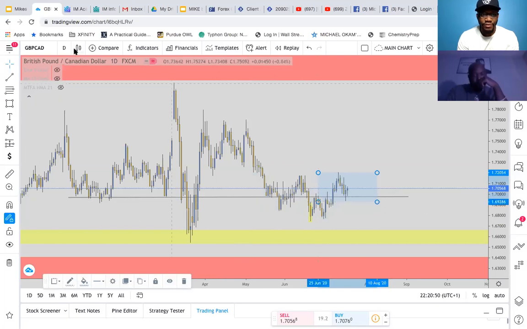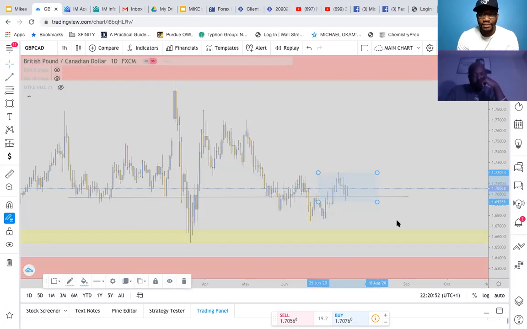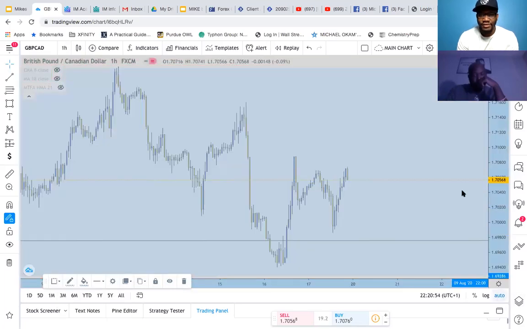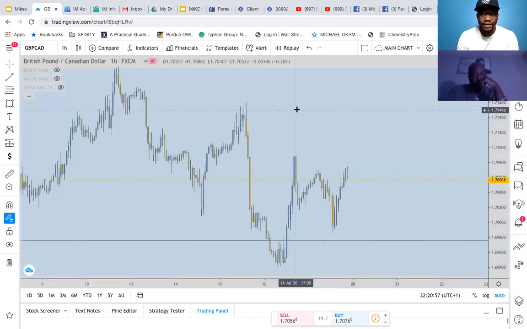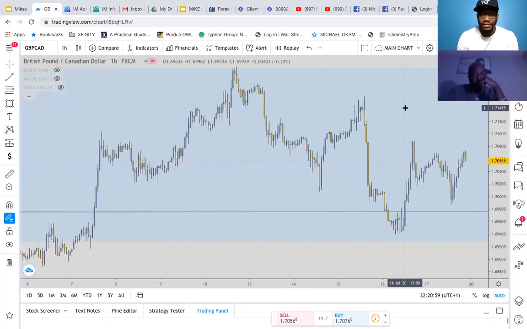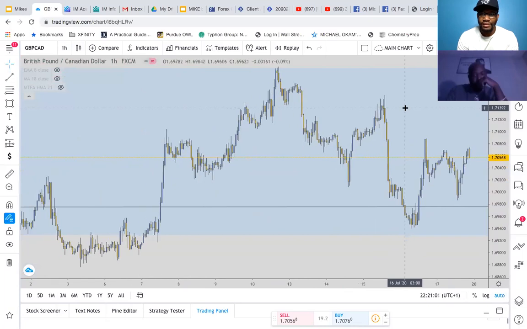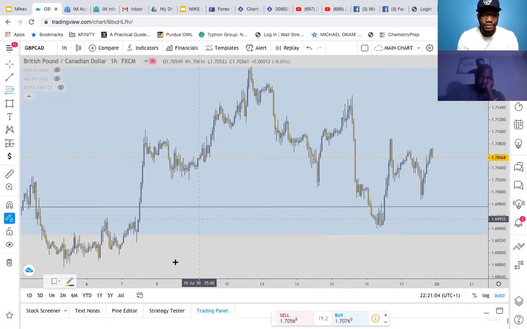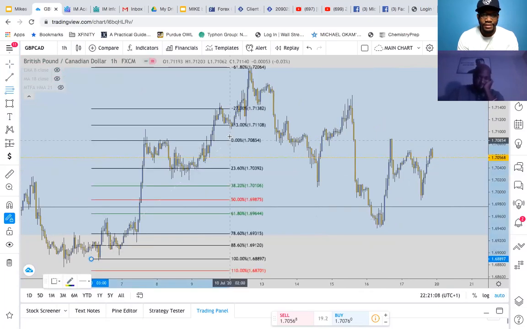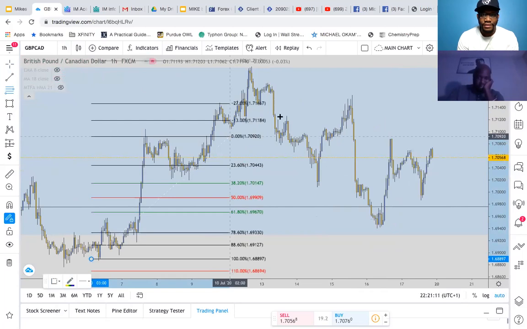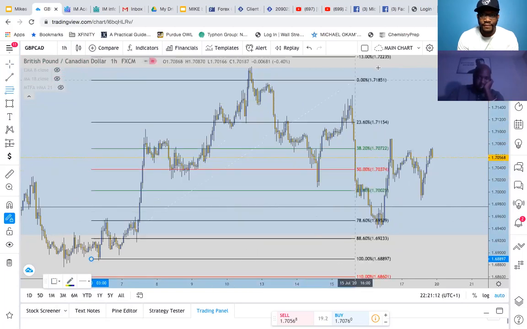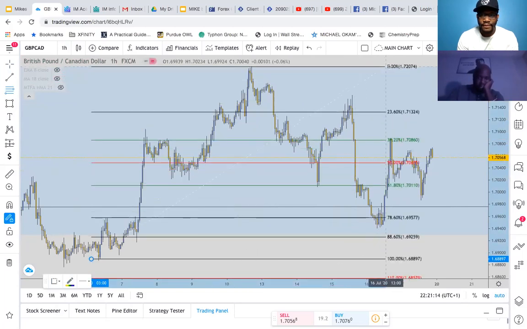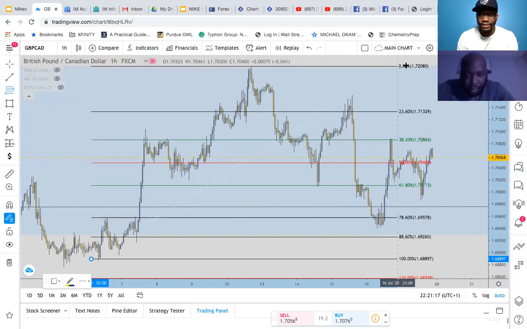I'm going here to the 1 hour time frame. Typically on the 1 hour time frame, I want to see structure. I want to identify it, right? This looks good, right? This looks good. Let's grab our fibs and measure and see if we get, okay, this is good.